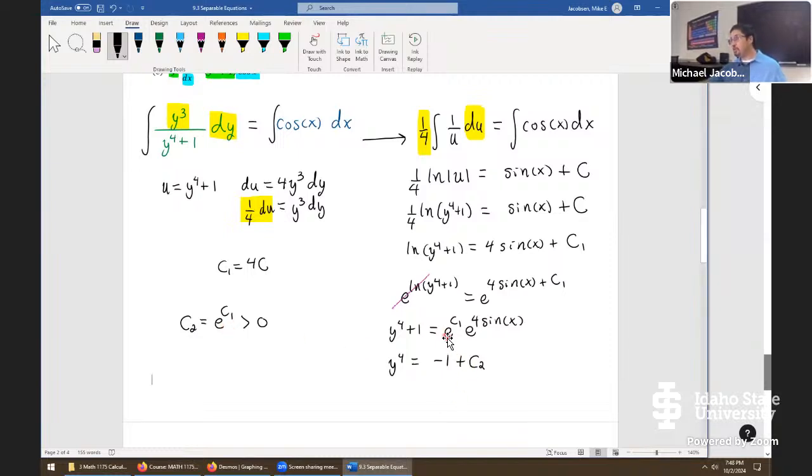So -1 plus c2 coming from here, e to the power 4 sine x. Now that's an even exponent, so when we go to take the fourth root, we in fact have a plus or minus that emerges in this situation. We'll say that y equals positive or negative of the fourth root of -1 plus c2 e to the power of 4 sine x.